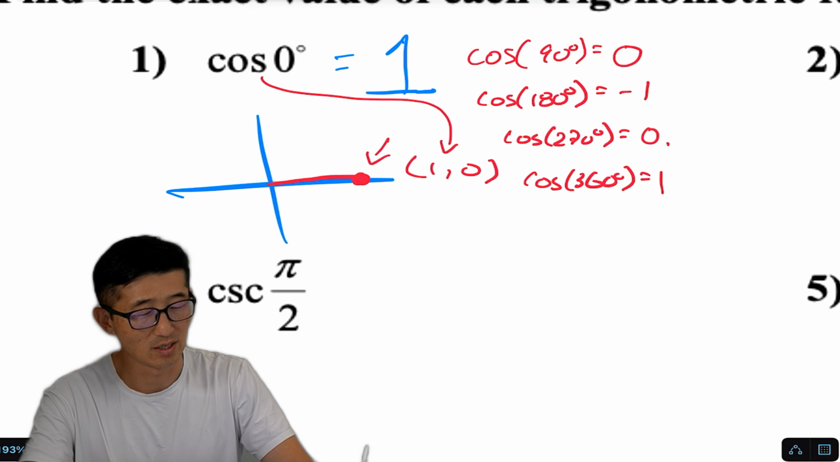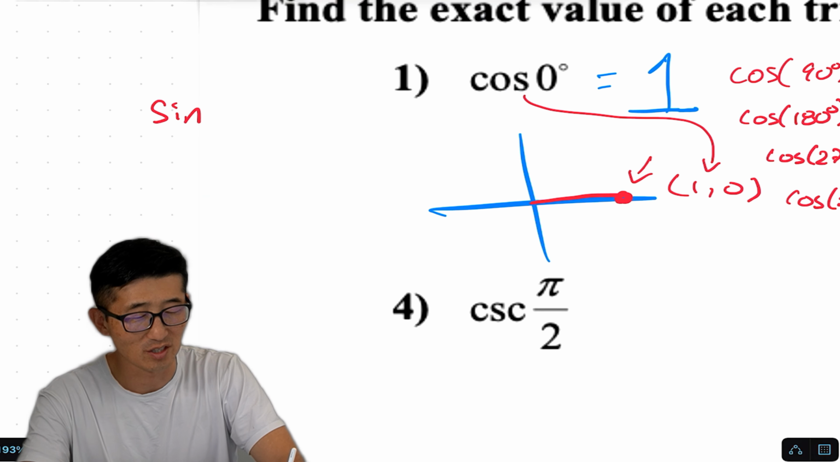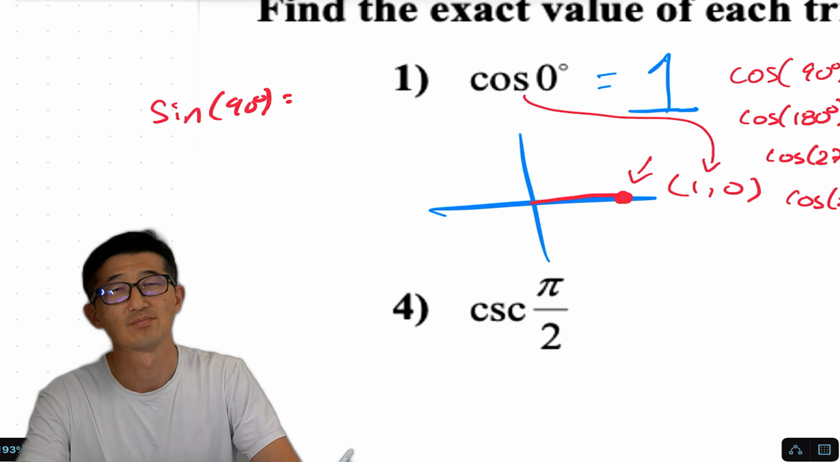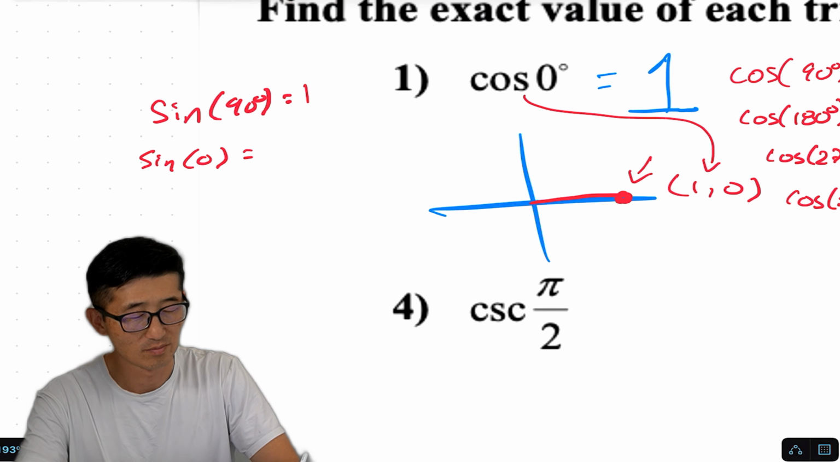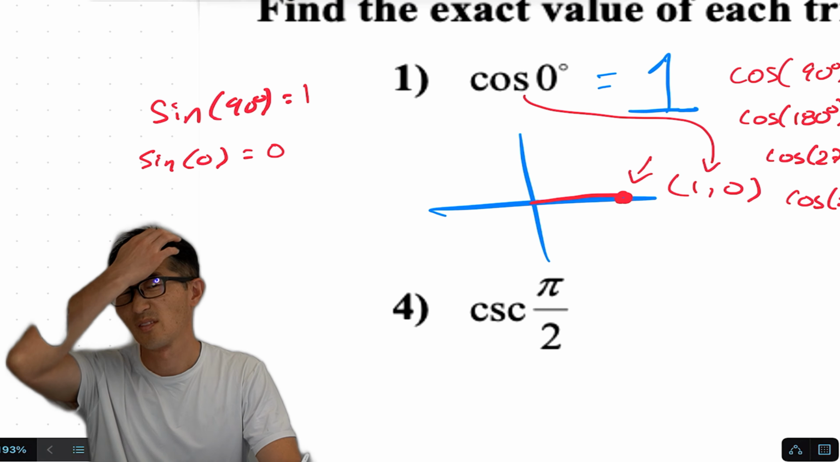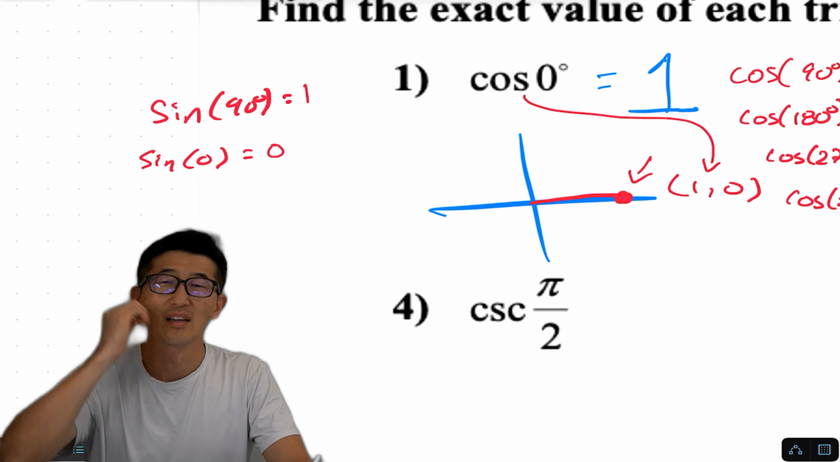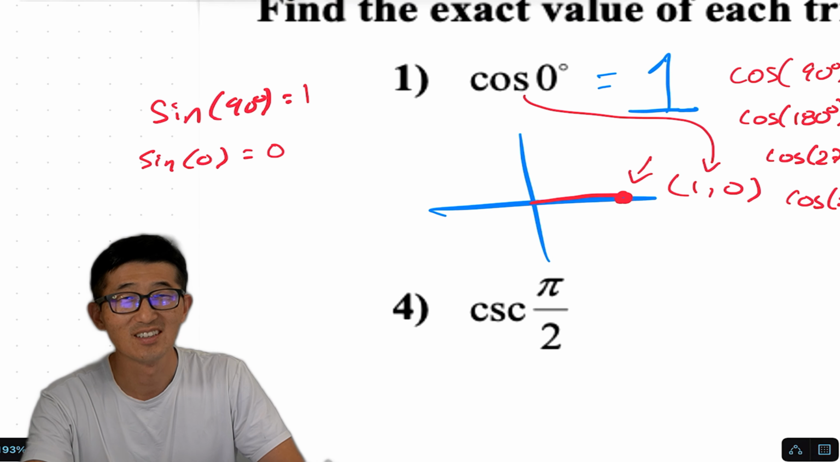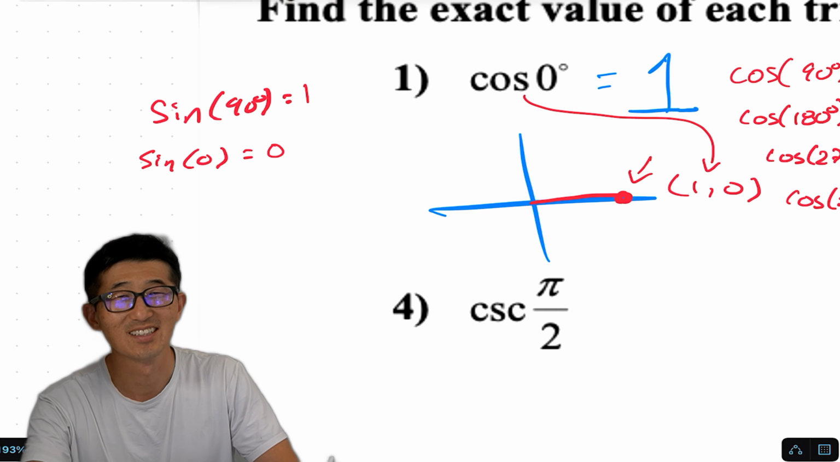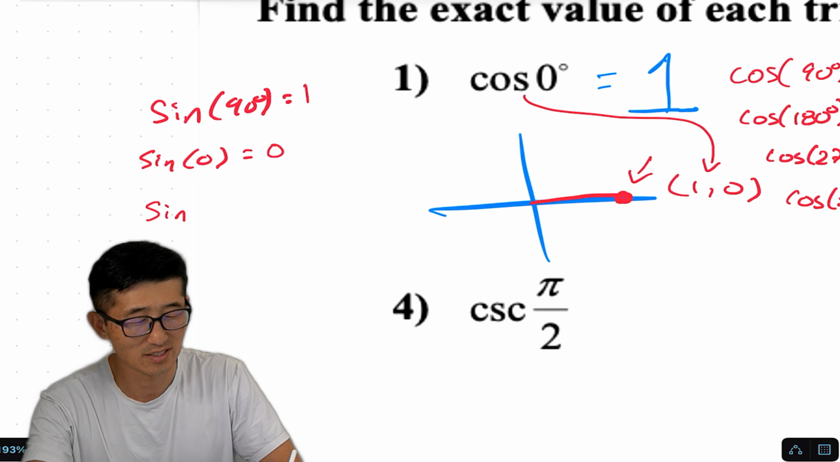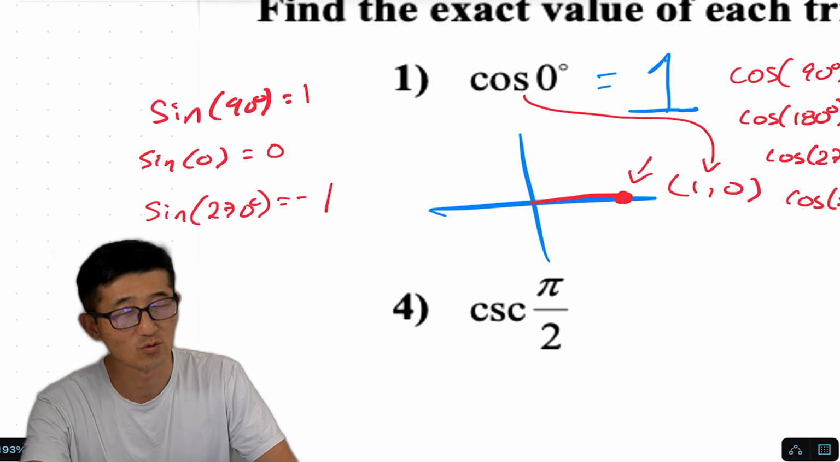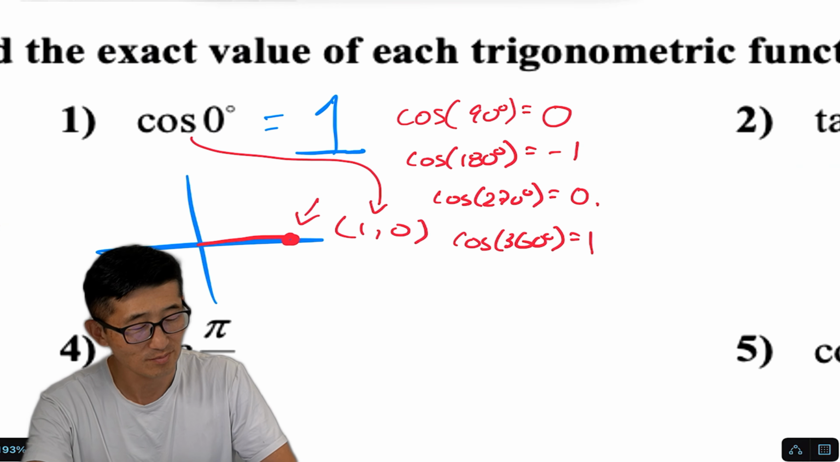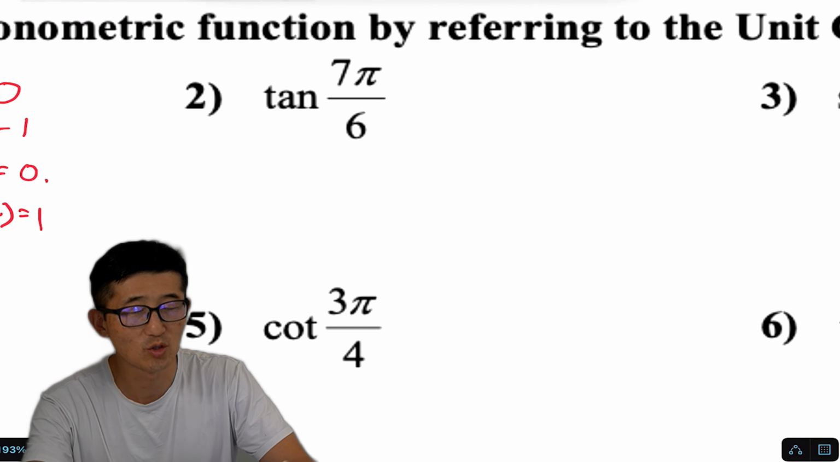What's sine of 90 degrees? 1. What's sine of 0? 0. What's sine of 180? 0. What's sine of 270 degrees? -1. Okay, does that make sense now? Yes. All right, what's number 2?